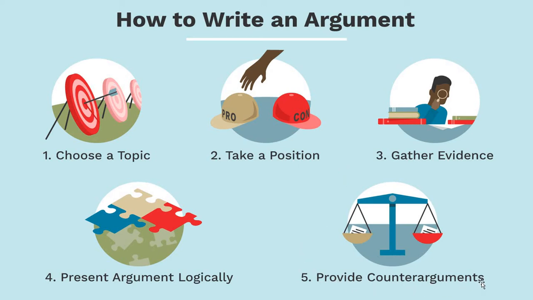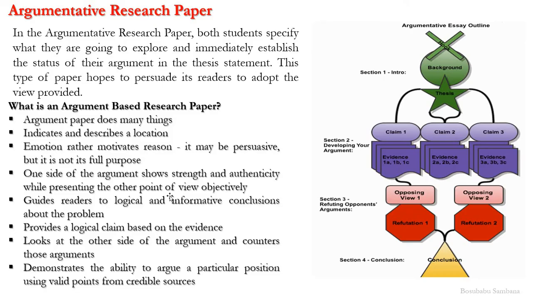Then finally provide a counterargument. This is the structure of an argument. We have already discussed the four types of arguments: deductive, inductive, Toulmin and Rogerian. Then, what is an argumentative research paper? In an argumentative research paper, students, authors or scholars specify what they are going to explore, what they are going to express, and their proposed unique idea, and immediately establish the status of their argument in their thesis statement.